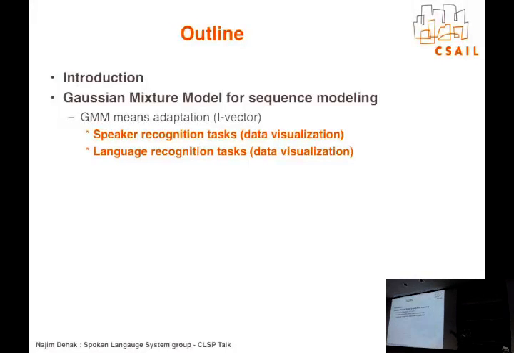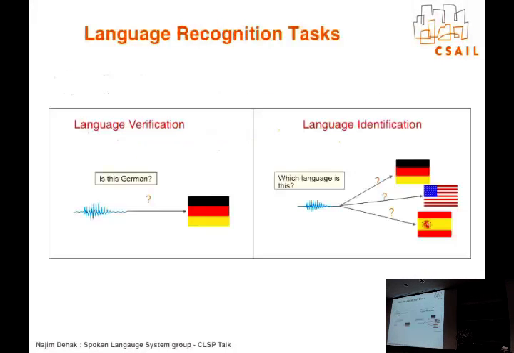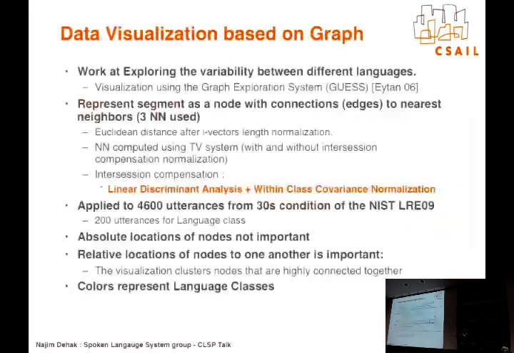So we did the same thing for language ID. For language ID, you have language verification or language identification; people are probably familiar with that. What I did is I had a bunch of training data, and I trained my I vectors on it. Then I took 2009 recordings.